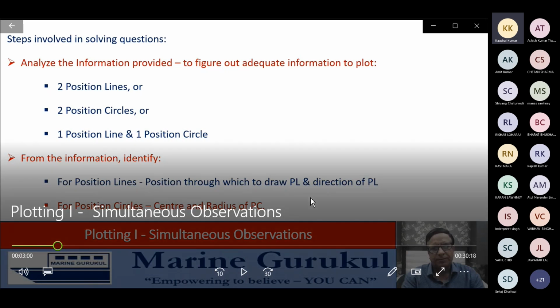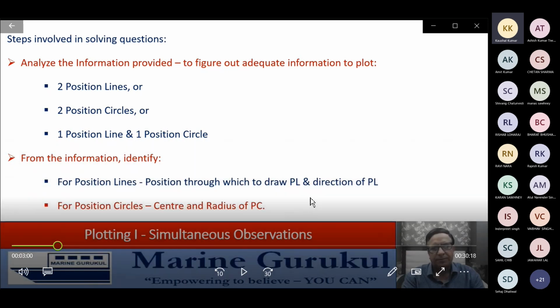Now, in some cases, they may also give you position circles. Position circles could be ranges of a certain point from land. So they may give you a lat long where a certain lighthouse is, and they may tell you you are so much distance away from that lighthouse. So we combine the position line with a position circle in plotting.